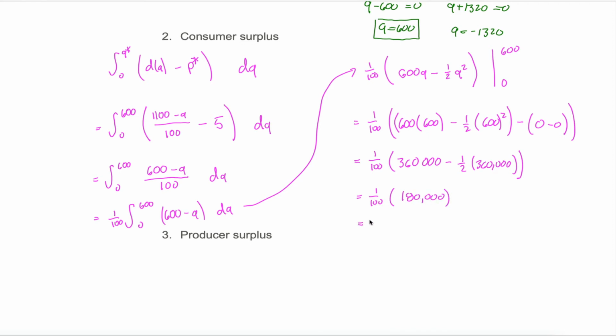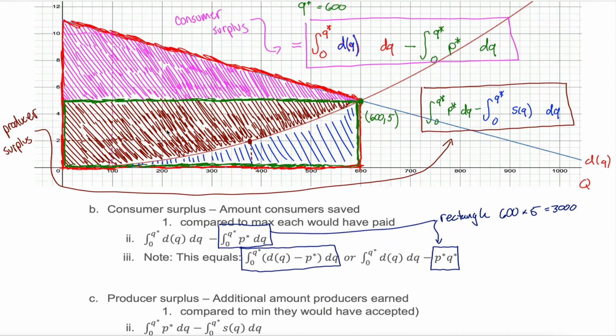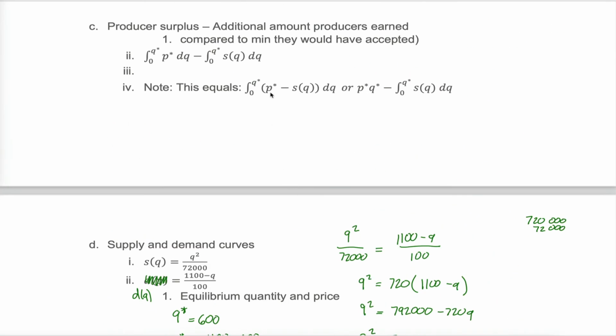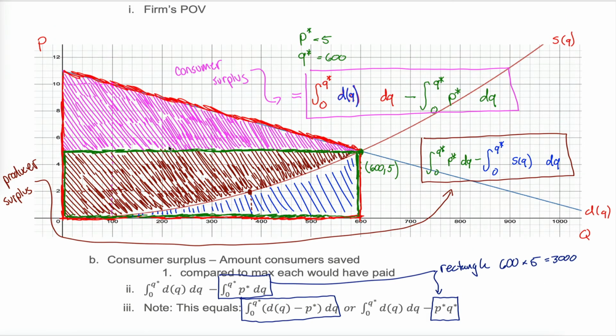So my final answer is 1/100th of 180,000. Cancel out these 2 zeros with 2 of these zeros, and I'm left with 18 and then 2 more zeros, in other words, 1,800. My consumer surplus is 1,800. Dollars technically would be the units that we're looking at here. But I'm not too worried about units. We'll just call this our answer. This represents the total amount of money that consumers saved, loosely speaking, when you compare what they actually paid for the product to what they would have paid theoretically for the product.